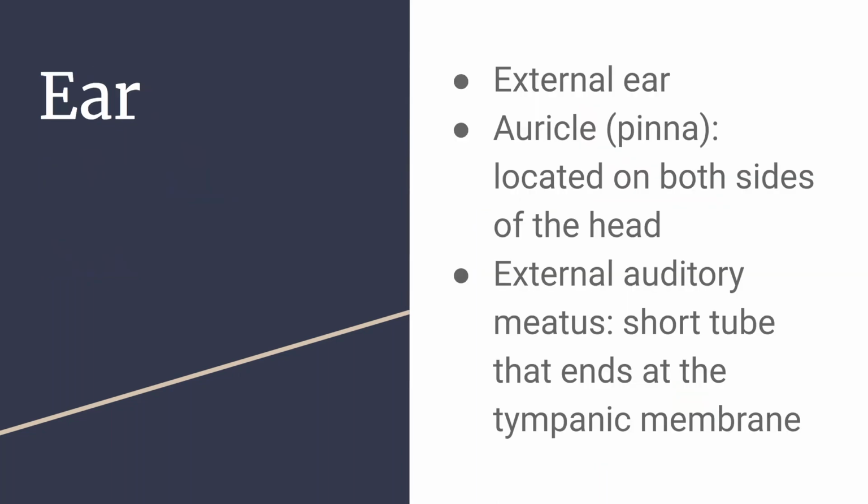And then we already talked about the external ear. The auricle or pinna is located on both sides of the head. And the external auditory meatus is a short tube that ends at the tympanic membrane. So it goes all the way until the middle ear, basically.